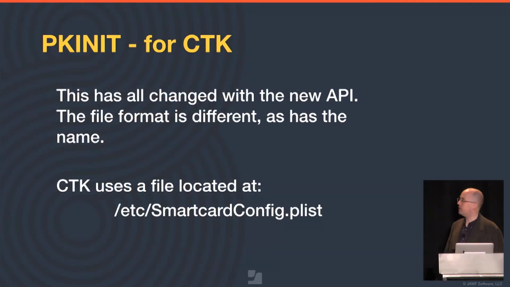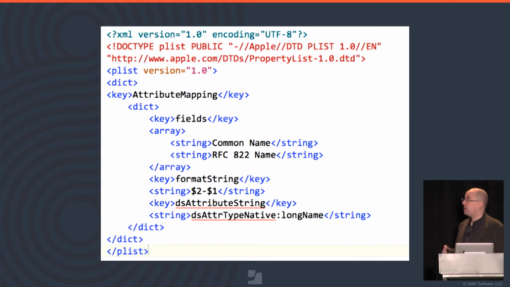So you write that file in place, you have an AD bind. But for CTK, this has all changed again. They've changed the file, and it's now called smartcardconfig.plist. It's located in the same place, but it has a different format. This is actually a proper XML format file now, and you can specify multiple fields on the card to look for. You can specify if you want a combination of fields to actually look for in the format string section. And again, right at the bottom is the section on AD that you wish to compare it to.